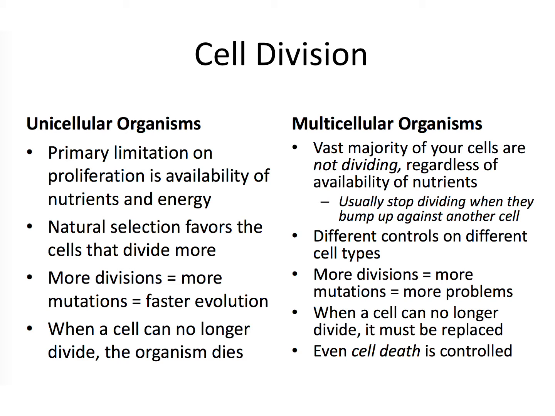And we talked about this a little bit, that there's a natural selection for those that divide more. And so if you have a population of, say, bacteria in a culture, and you have a mutation in one of those that allows it to grow a little bit faster, it will very quickly overtake the rest of the population. And the faster it grows, the more divisions, the more mutations, so the faster things are going to change.